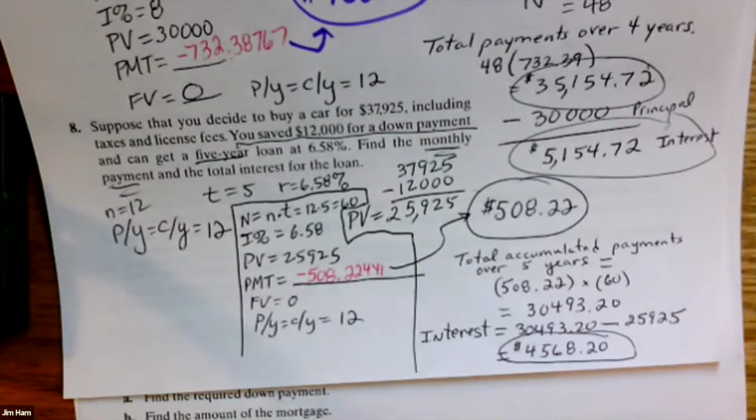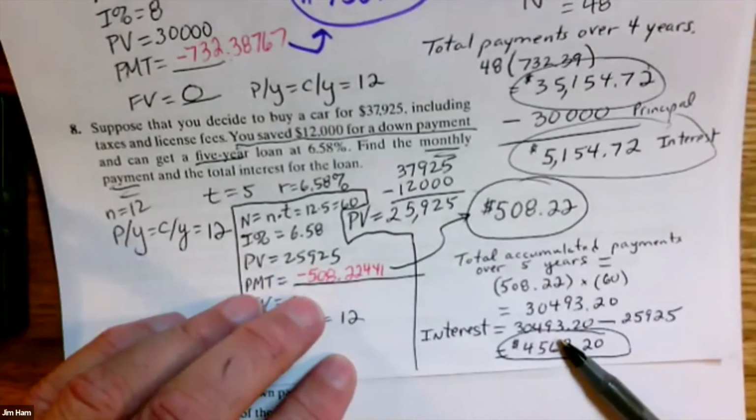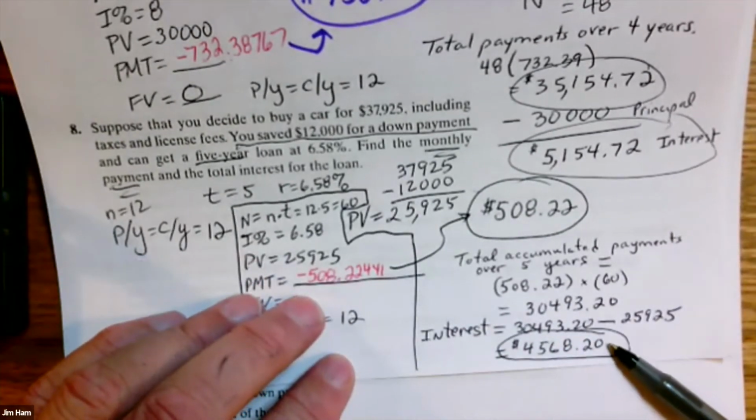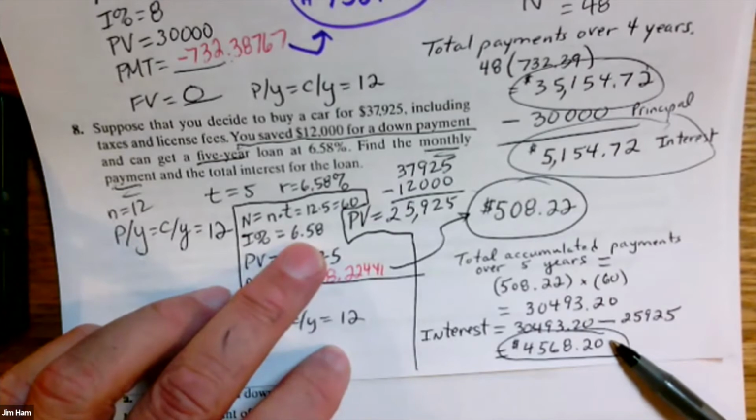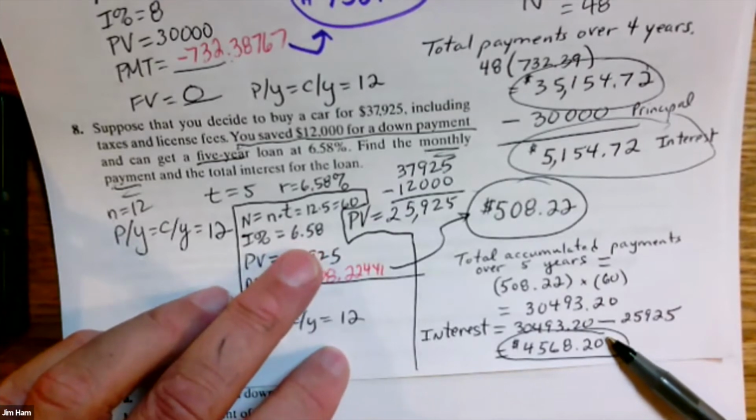So you can see, borrowing money is not cheap. Wait till we do a house example. But you can see just over 5 years here, because you're taking out the loan for this 6.58%, you end up paying the bank $4,568.